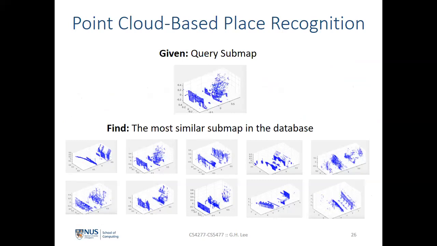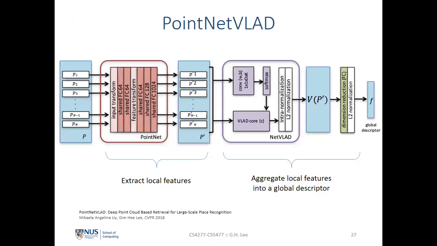Now the question becomes a retrieval problem. You can see that this query submap is just like your query image, and the reference map now becomes chunks of submaps, one chunk of which looks like this. So it becomes your database of submaps, analogous to a database of images where you want to do retrieval, as we mentioned in the structure from motion lecture. So the problem now simply becomes retrieval.